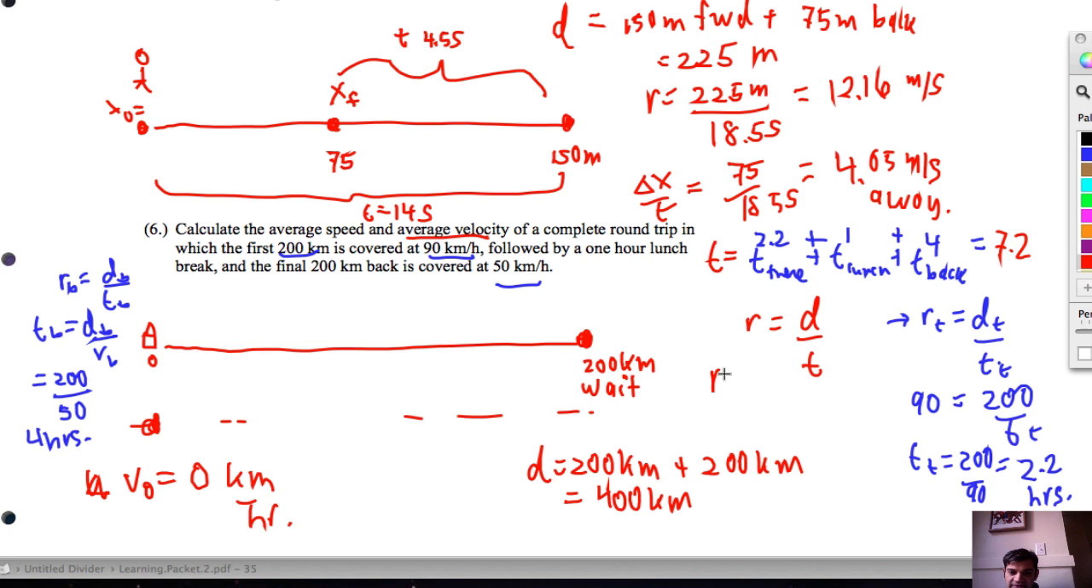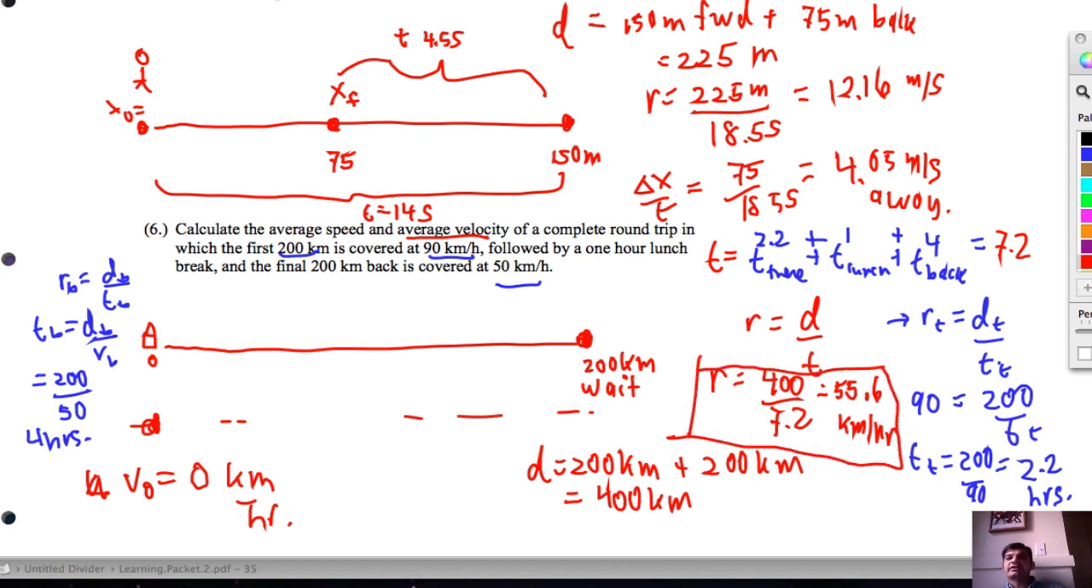So my speed ends up being 400 kilometers divided by the 7.2 hours it took. Let me go ahead and calculate that. What we'll end up getting is 400 over 7.2, which is an average rate of 55.6 kilometers per hour. Okay, so that's that one.